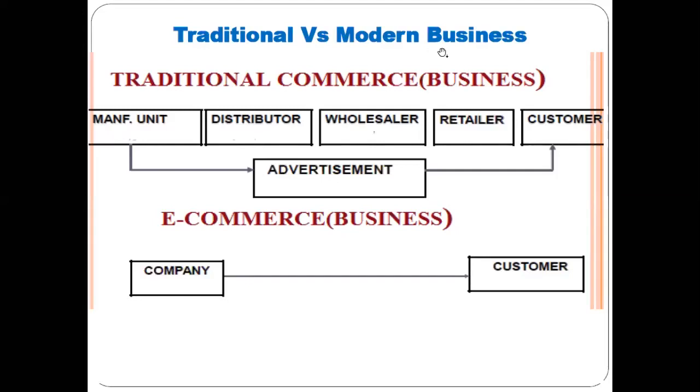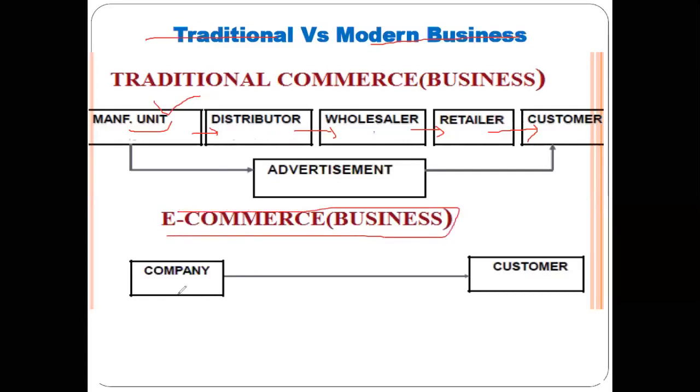Now here I have mentioned the difference between traditional versus modern businesses. In the case of traditional business, what happens? The manufacturer manufactures the product, then it goes to whom? The distributor, correct? Then from the distributor it goes to the wholesaler, then from the wholesaler to the retailer, and from the retailer to the customer. Understood? So this is the traditional way of doing business, correct? And this is e-commerce, where I have shown that from a particular company, through some web information system or some e-commerce activity, it goes directly to the customer. You must have got the idea of the difference between traditional business and modern business, correct?